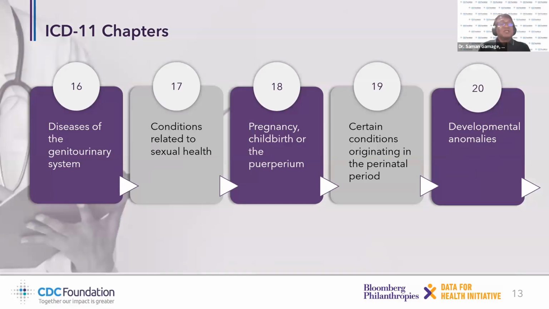Chapter 16 is diseases of the genitourinary system. Chapter 17 is a new addition. Chapter 17 covers conditions related to sexual health, pregnancy, childbirth, or puerperium, perinatal conditions, then developmental anomalies.